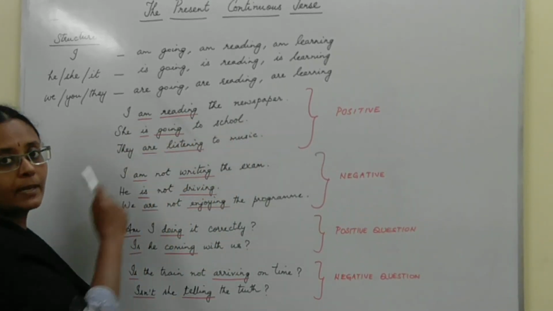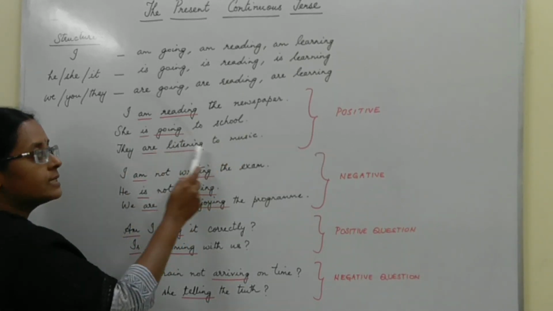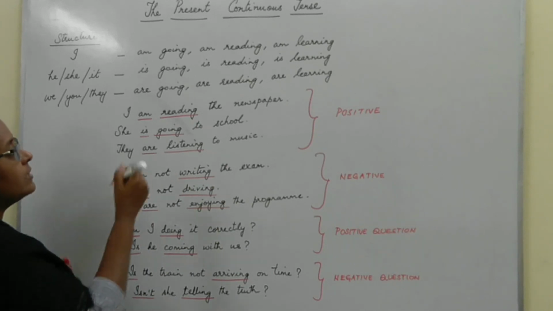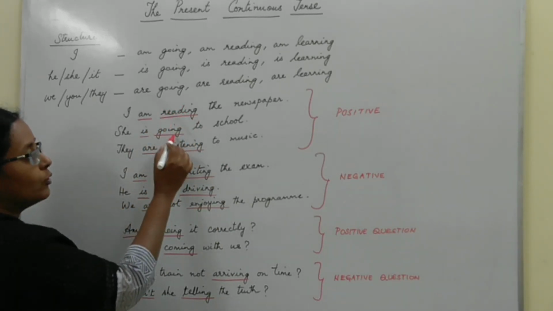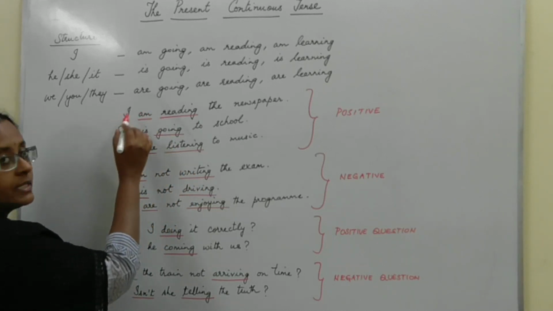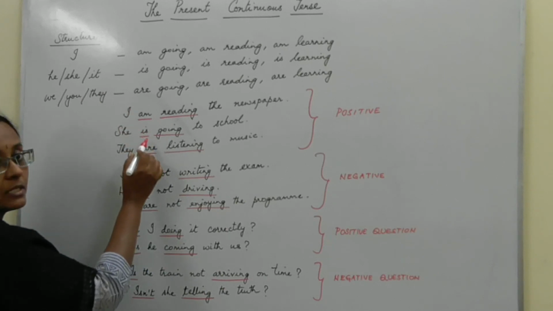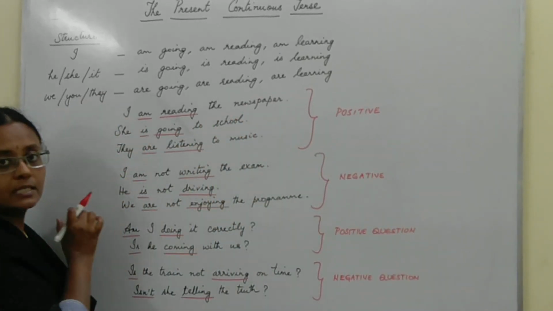I am reading the newspaper. She is going to school. They are listening to music. So this part remains the same: the infinitive plus ing, reading, going or listening. It is the helping verb that changes. For I it's am, for he, she, it it's is, for we, you, they it's are. Now this is the positive sentence.